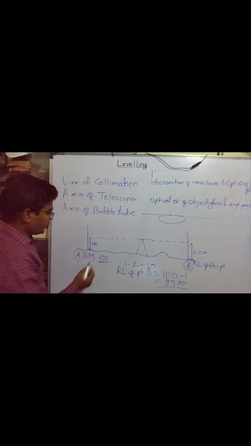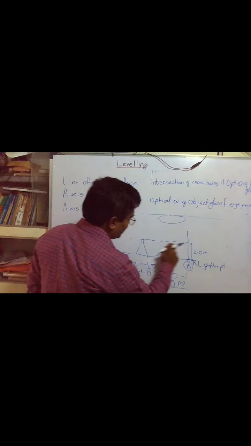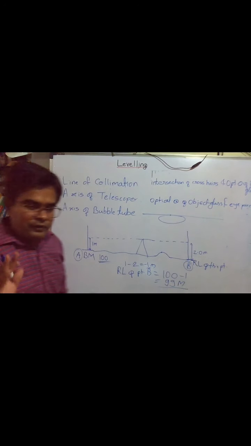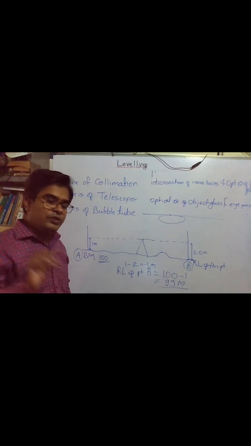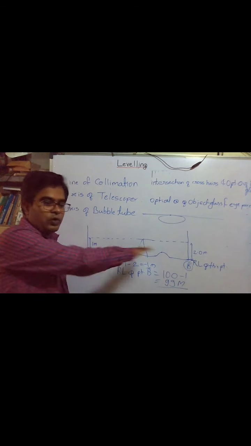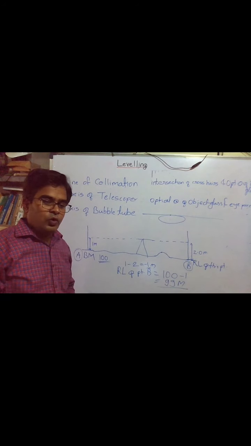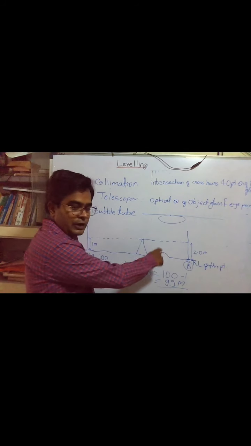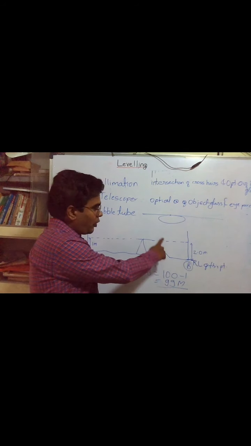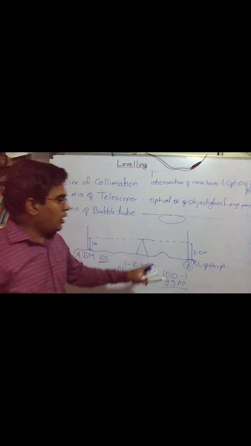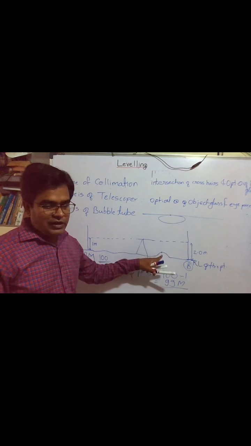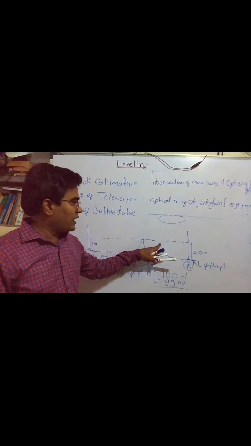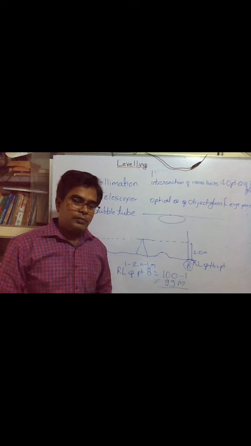Another method is, suppose this is my axis of instrument, and in the very first lecture I told you that it will always remain horizontal. Once you level the instrument, it will show you a horizontal plane. So wherever you keep the staff, it will give you the reading of that point on the ground from this axis. The reading on the staff tells how much this point is below this axis.